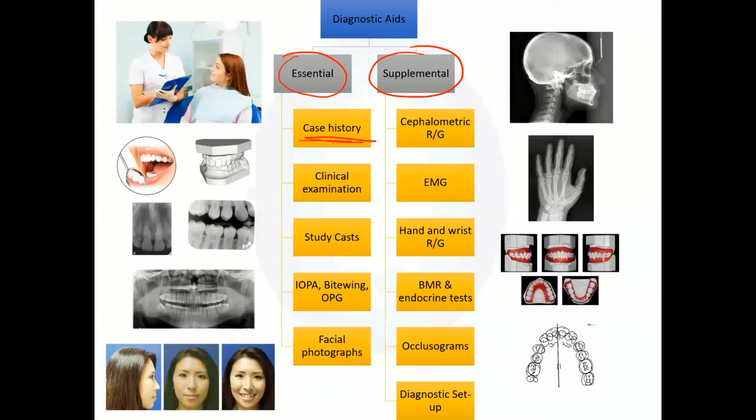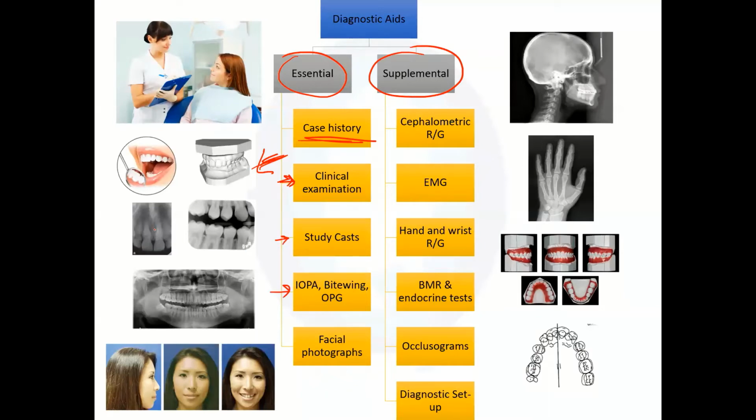You have to ask what are the chief complaints. You have to ask of any past history of medical conditions and so on. So case history is one thing. Then it's the clinical examination. You check the patient clinically. Study casts. These are the models. You can take digital models as well, or you can take models and get them digitally scanned as well. Anything would do.